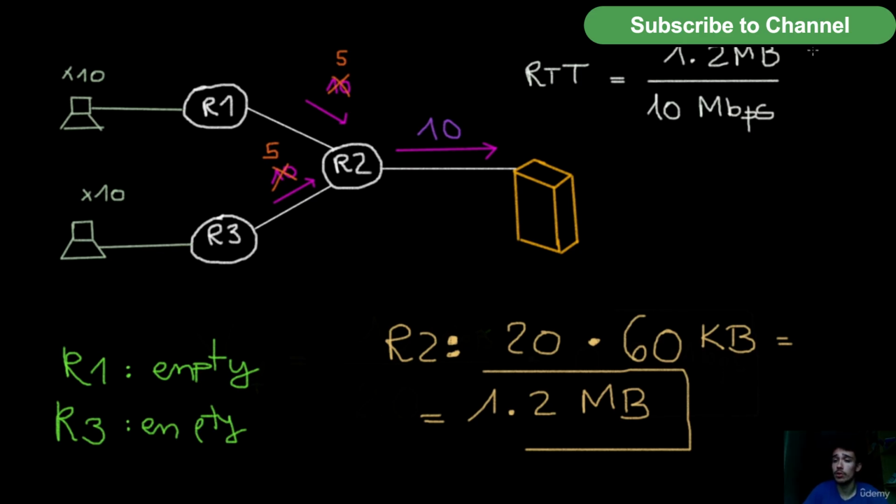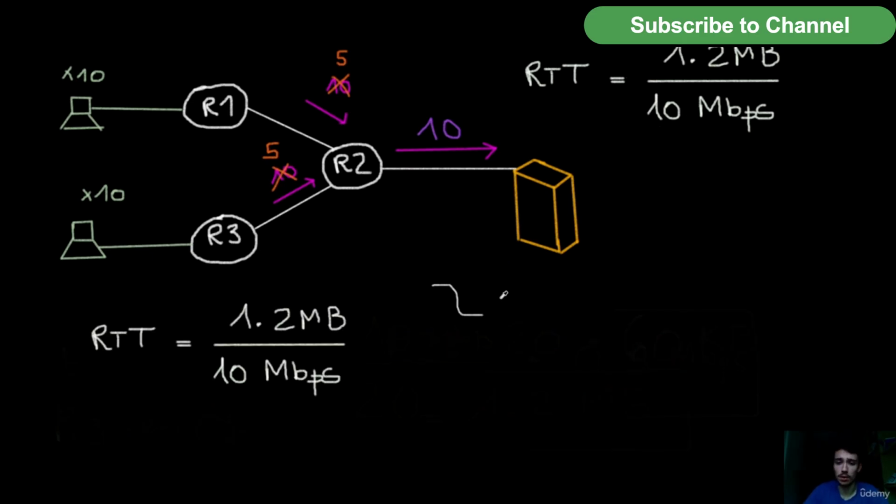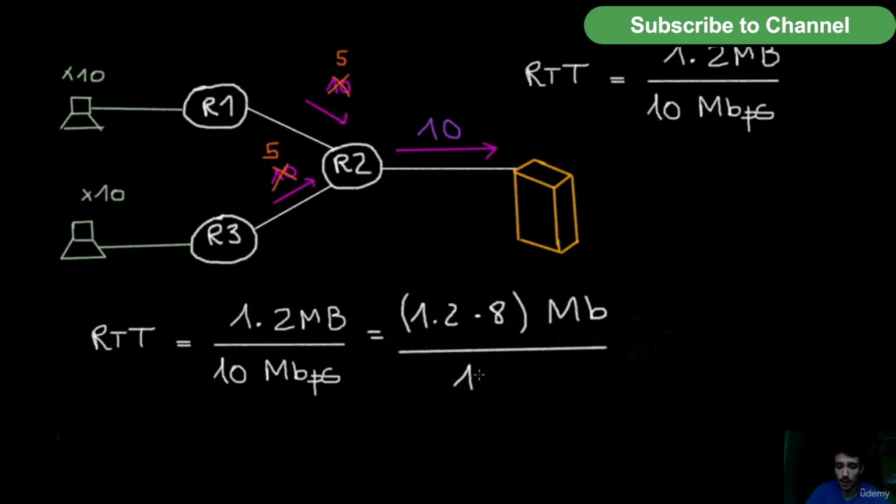We can simplify this to have all in the same units, and we can basically have the round trip time in seconds. So we can rewrite this here. For instance, here we have megabytes. We can transform these megabytes to megabits by multiplying by 8, because we know that 1 byte has 8 bits. So this is 1.2 multiplied by 8. And this is the value in megabits. And here on the denominator we have 10 megabits per second.